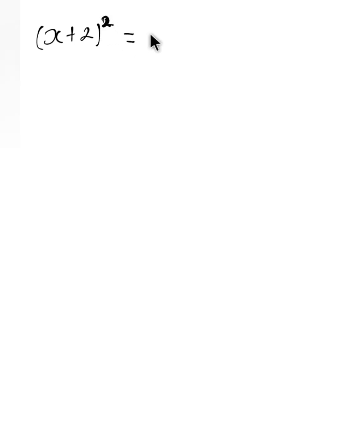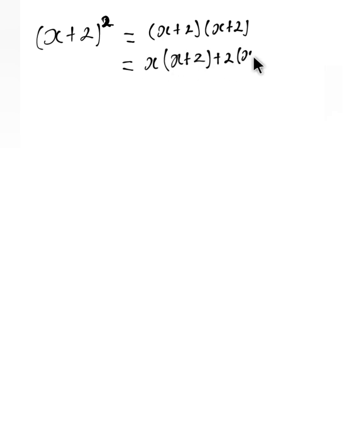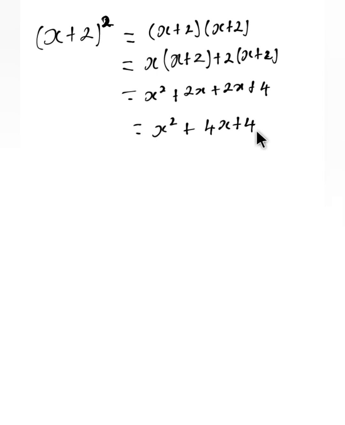Of course, we just have to expand the brackets, (x plus 2) into (x plus 2). Then we proceed by taking x into (x plus 2), then 2 into (x plus 2). And when we simplify further, it becomes x squared plus 2x plus 2x plus 4. And this gives us x squared plus 4x plus 4.